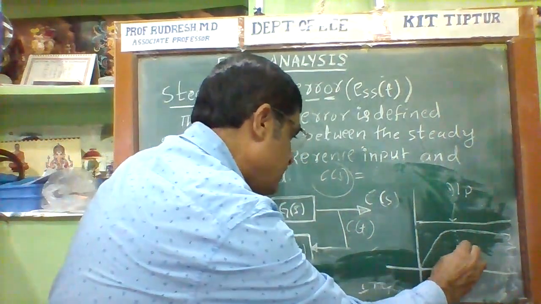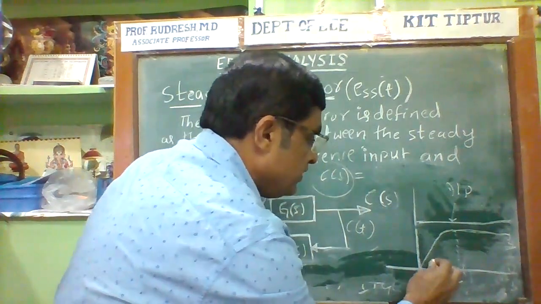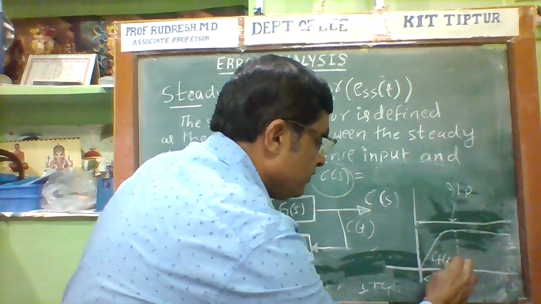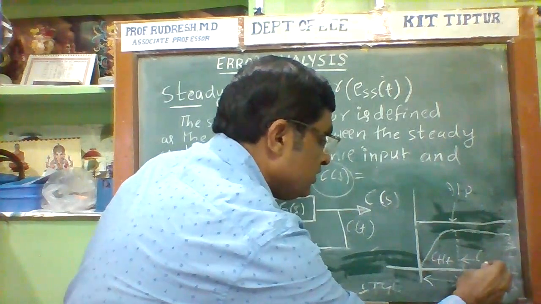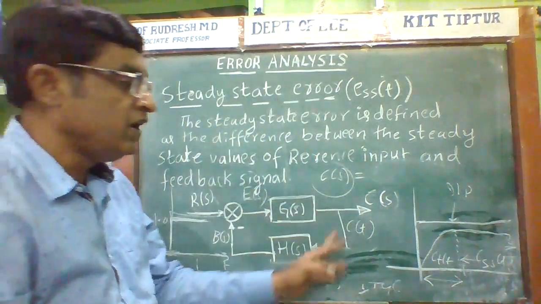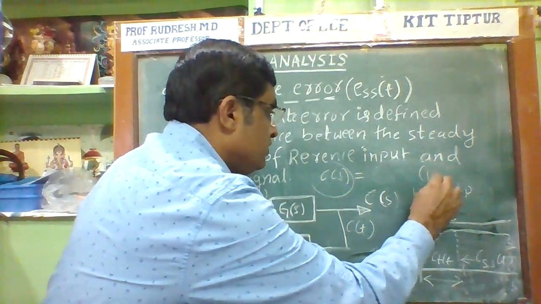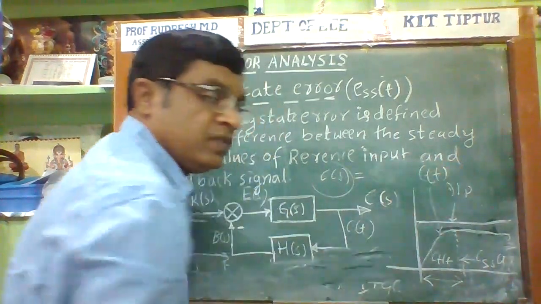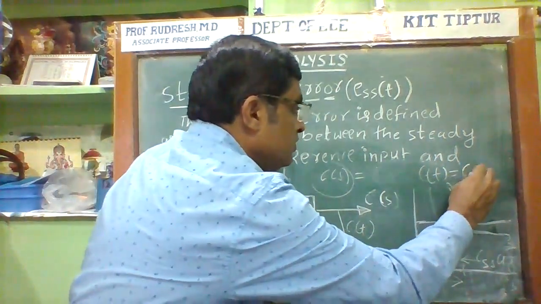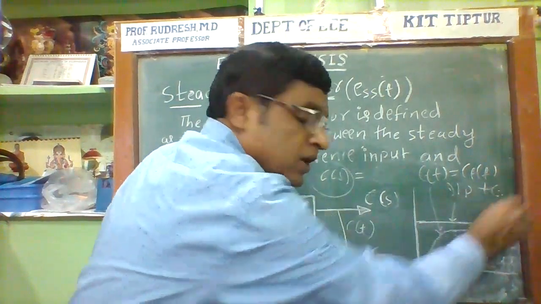You can't expect the ideal output. Now this part is called CT of T, the transient response. Now this part is called CSS of T, the steady state response. This entire signal is called C of T. C of T is equal to CT of T plus CSS of T. We should remember this.